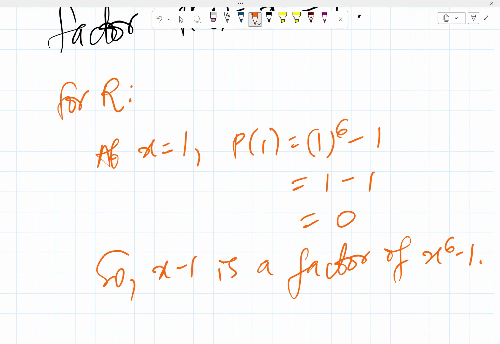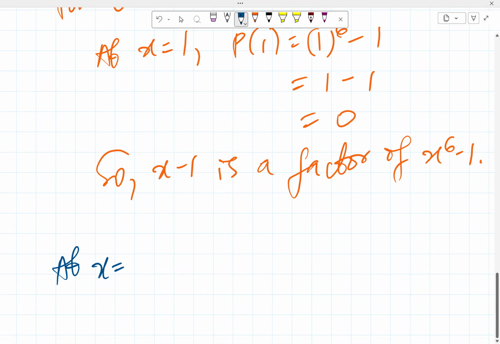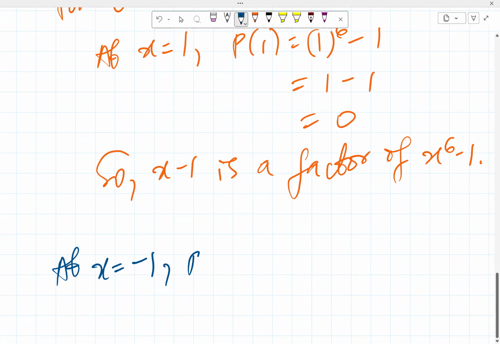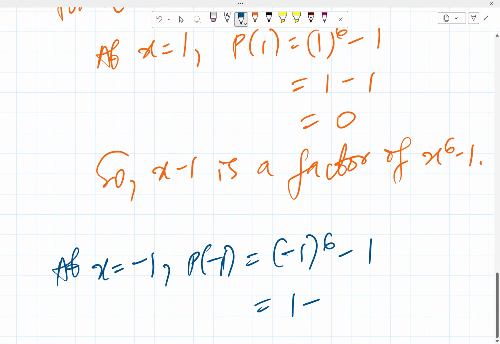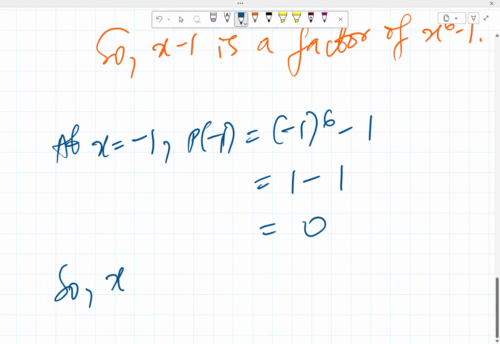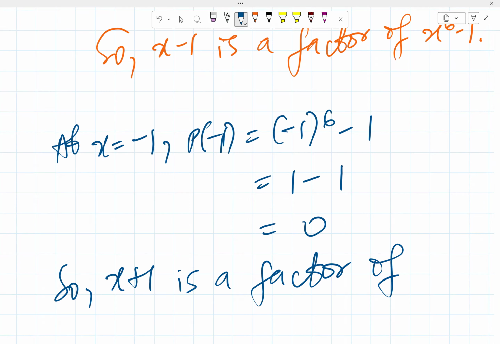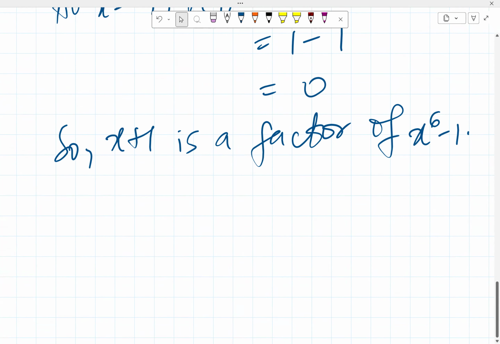That is settled. Another thing that is settled is x plus 1. At x equals minus 1, we have P of minus 1 equal to minus 1 raised to power 6, minus 1. That is 1 minus 1 again, and that is again 0. So again, x plus 1 is a factor of x raised to power 6 minus 1. So now, with this, we have taken care of two of the possible roots.